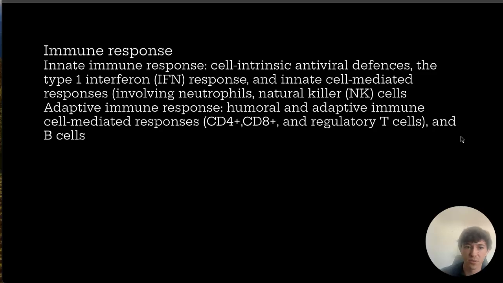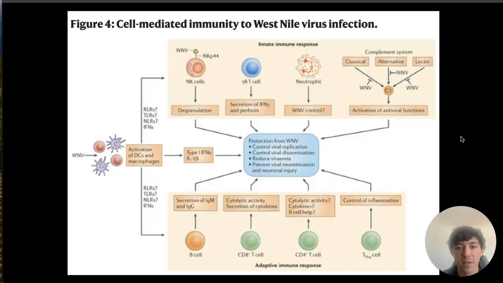Immune response, I'm not going to get into it fully here, but we've got type 1 interferons, neutrophils, and natural killer cells for the innate. And then we've got CD4+, CD8+, regulatory T cells, and B cells for the adaptive. Looking at this diagram, we've got neutrophils. They serve as reservoirs at first, but later they help the immune response by secreting cytokines and chemokines. You've got the degranulation by those natural killer cells, the secretion of immunoglobulin antibodies by B cells, and the control of inflammation from those T regulatory cells.